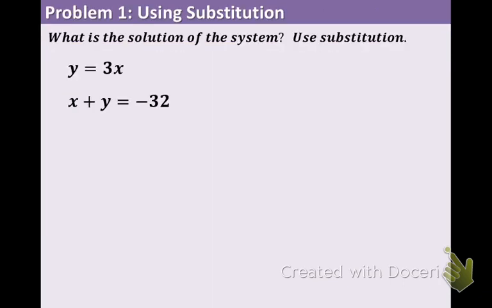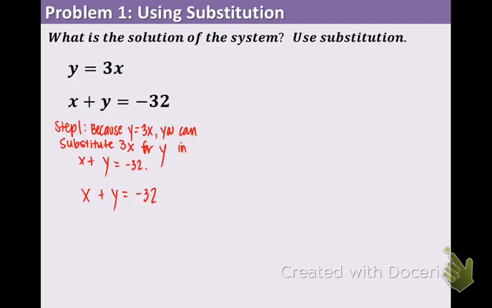Let's take a look at what this actually means. We're going to solve this system. Remember, solving a system just means finding where these two lines cross paths or intersect. And because y equals 3x is by itself, do you see the y? It's by itself already. It's isolated. We can substitute the 3x in for the y in the second equation.